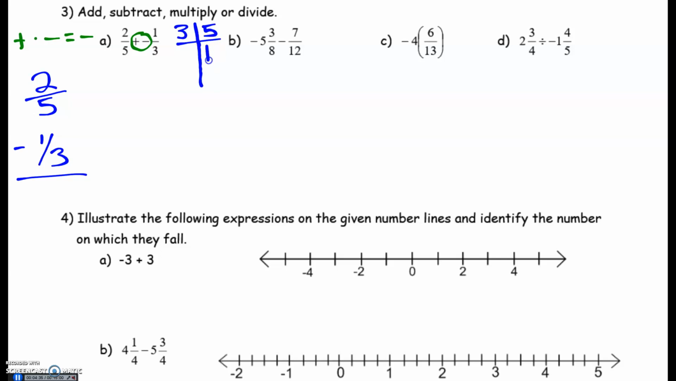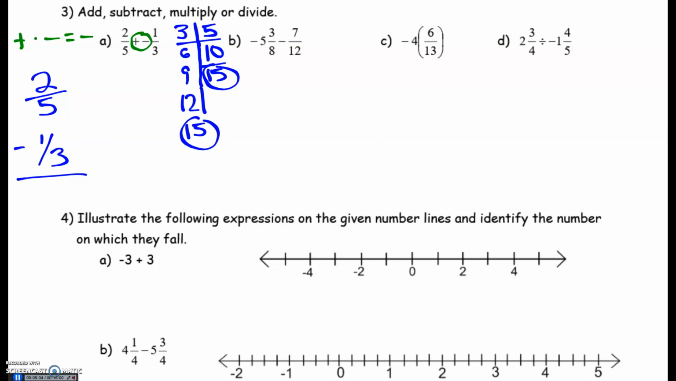No. Can 3 evenly divide into 10? No. Can 3 evenly divide into 15? And the answer is yes, because basically if I did 3 times 2, I'd get 6. 3 times 3, I'd get 9. 3 times 4, I'd get 12. And then lastly, 3 times 5, I see that they share a common multiple of 15, and that's the smallest number that both of them evenly divide into.